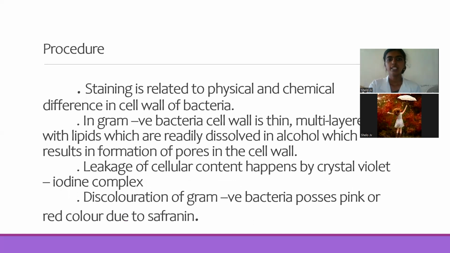Procedure. Staining is related to physical and chemical differences in the cell wall of bacteria. In gram-negative bacteria, the cell wall is thin, multi-layered with lipids, and they are dissolved in alcohol, which results in formation of pores in the cell wall. So there is leakage of the crystal violet iodine complex. Decolorized gram-negative bacteria possess a pink or red color due to safranin.